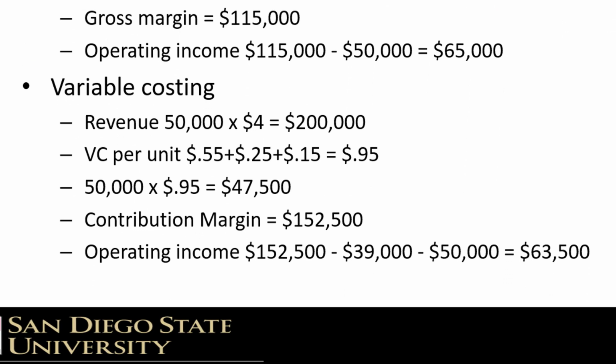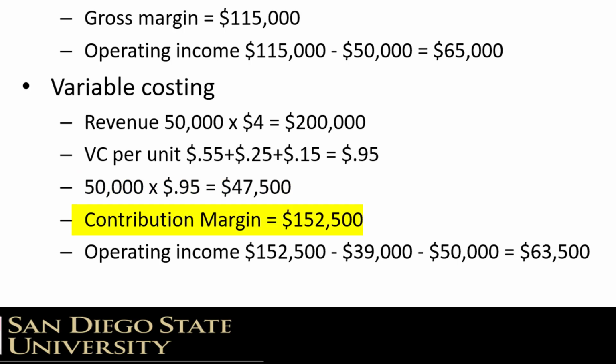So revenue's the same, 50,000 units times $4. But in this case, remember, we are dividing between fixed cost per unit and variable cost per unit. So we don't worry about any fixed costs to get to contribution margin. So we add up the same variable costs, except we exclude the fixed costs, so it's only 95 cents. So that means our total variable cost is 50,000 times 95 cents, or $47,500.